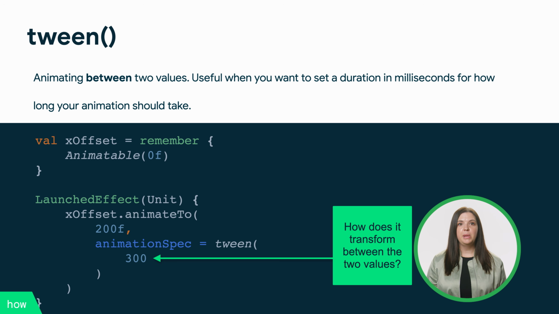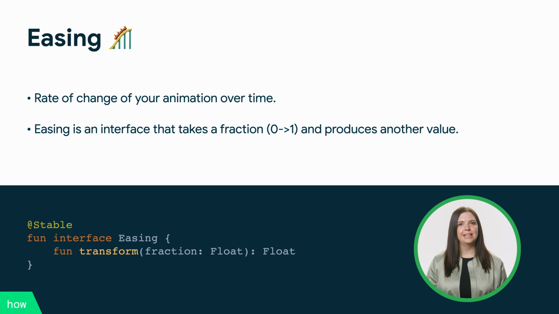So this is great to be able to customize, but what if we wanted to change how the value transforms between 0 and 300 milliseconds? Enter the concept of easing.